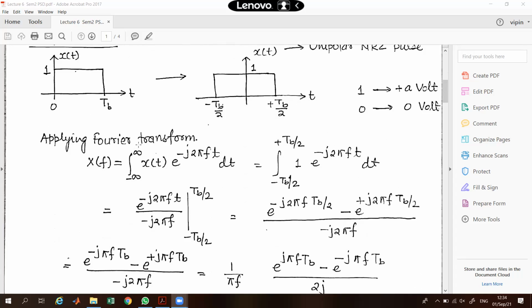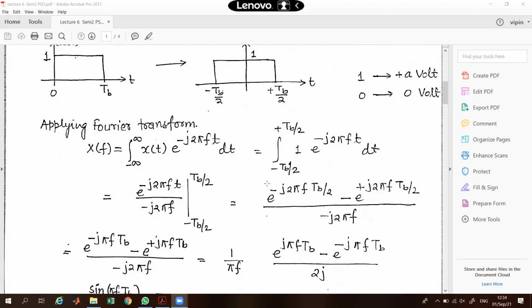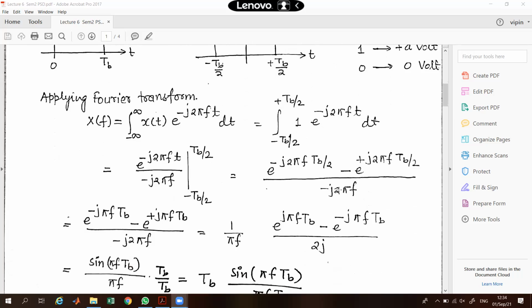So now if we apply Fourier transform on this signal, this is basically a rectangular signal which we have done in Signal Processing 2. From minus infinity to infinity, x(t) e raised to the power minus j2 pi f t dt, and we integrate it within this limit. The amplitude here is 1, so it will be minus T_B by 2 to T_B by 2, 1 into e raised to the power minus j2 pi f t dt. When you integrate it, it will be like this. Put the upper limit and lower limit. Then it will be of this form. Take this minus sign here, and then the expression will change to this form.